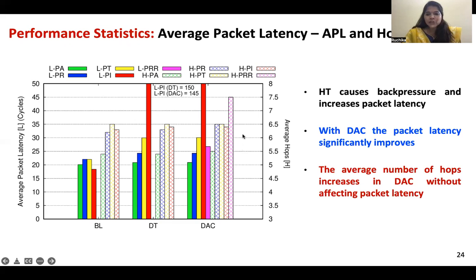Here we can see the average number of hops is 6, but in the case of rerouting, it reaches 7.5. Though the packet hops are marginally increased, that is done without affecting packet latency.